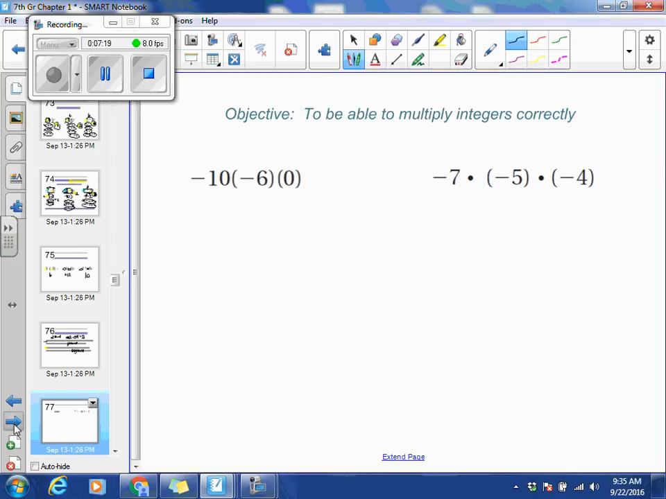Okay, now what if you're not just multiplying 2 numbers? In that case, just go right in order. So you can look at this as 2 separate multiplication problems. First, multiply the first 2. They have the same sign, and 10 times 6 is 60. Same sign, positive answer. Then we're going to multiply by 0. Same sign, positive answer, we get 0.